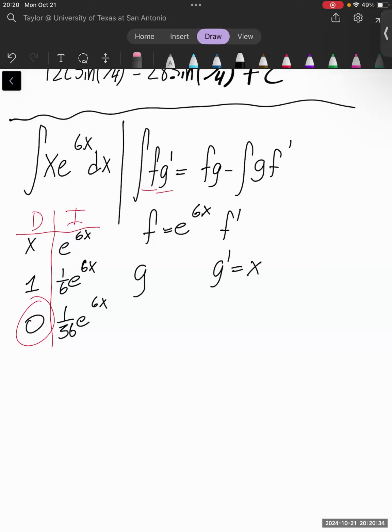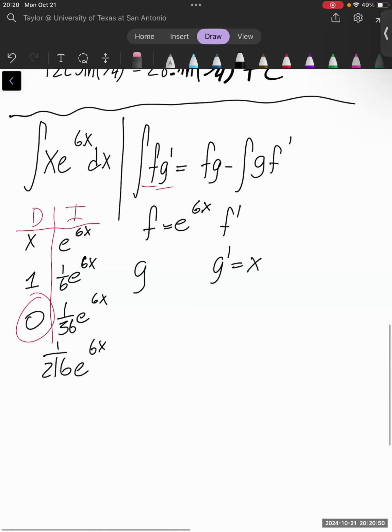because again, if we did 36 times 6 would be 36 plus 180, and so on, e to the 6x over 1.